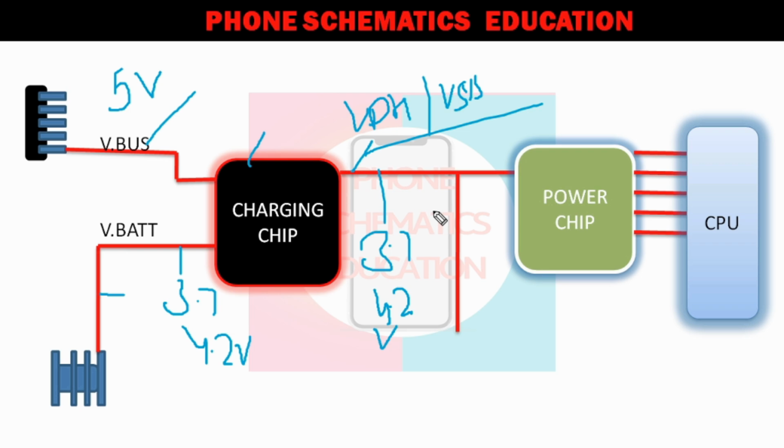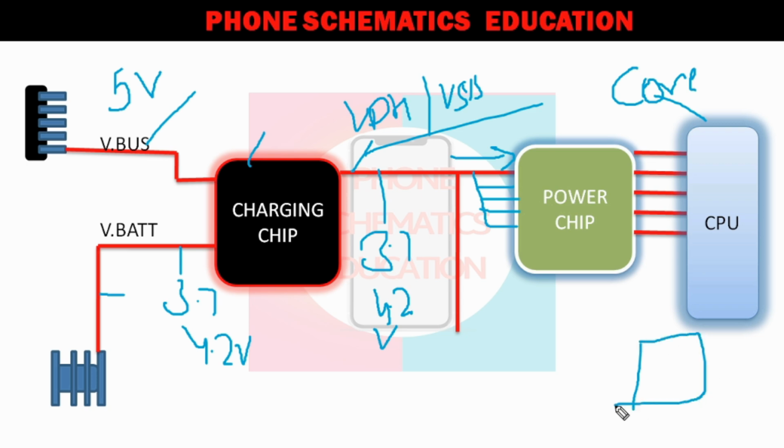Also, this voltage goes to the power chip to fulfill the voltage requirement of the power IC, in many ways. I will show you all these details in this video. After the power IC generates some voltages, which we call buck and LDO voltages, they communicate with the CPU. Basically, the requirements are the CPU core voltages, also eMMC voltages and RAM voltages.